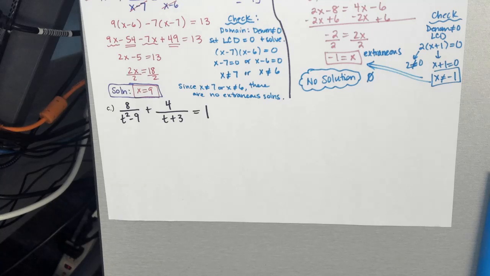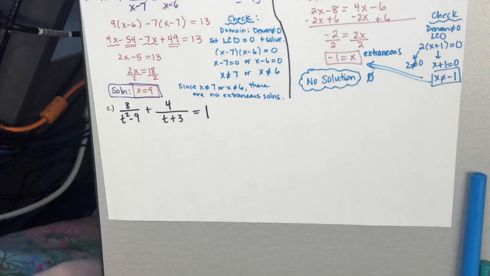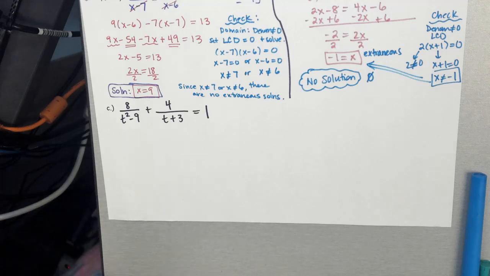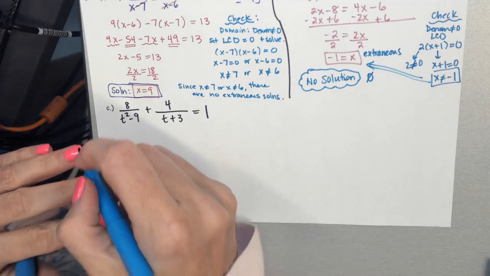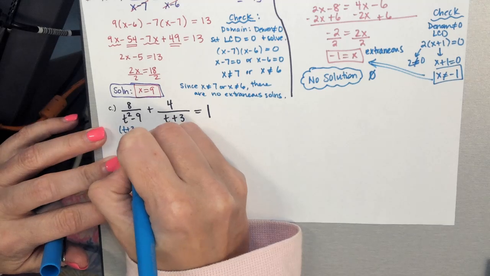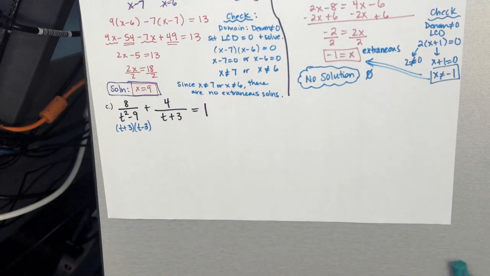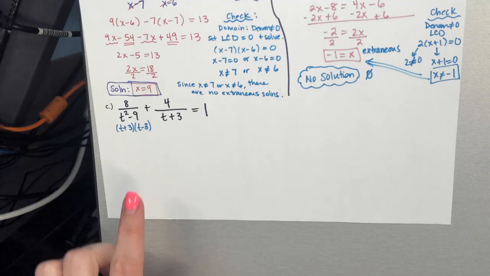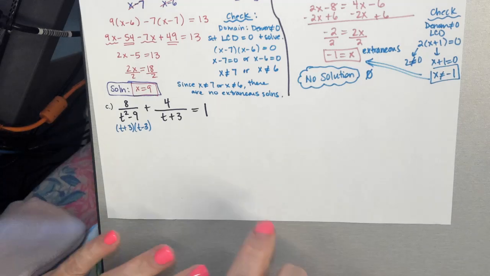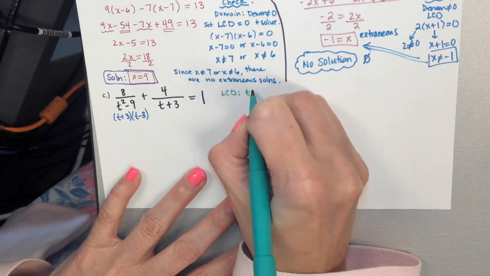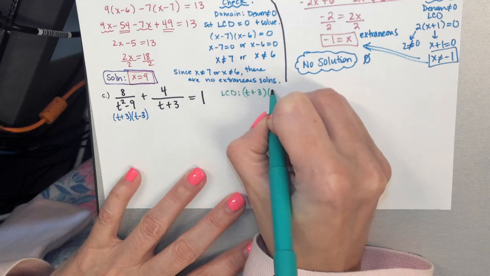Alright, so the t squared minus 9 is going to be that difference of two squares. Okay, and so this is t plus 3 times t minus 3. So once you have that, you're going to multiply both sides by the LCD. So your LCD is just going to be t plus 3 times t minus 3.